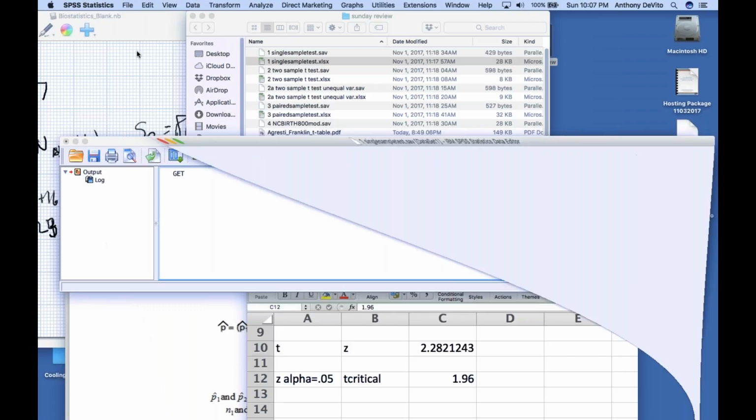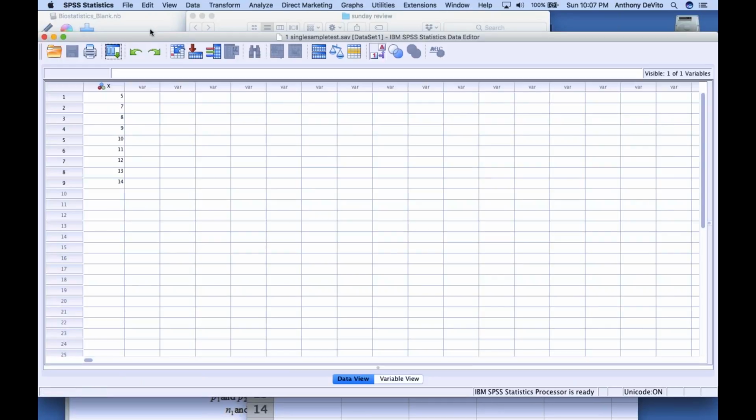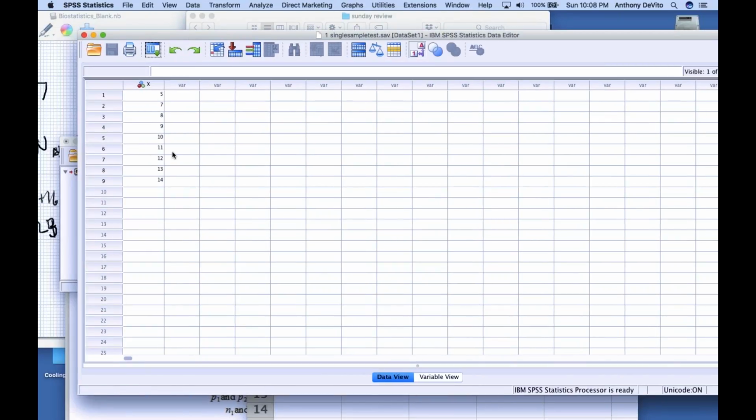Those same numbers are going to show up here. And in this case, I'm going to compare this sample to a known mean. Okay, I'll pick out, let's say, number 10. Let's say the mean of the population I'm comparing this to is 12, a known mean of 12.